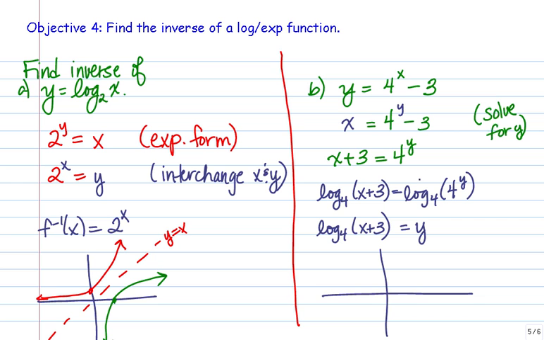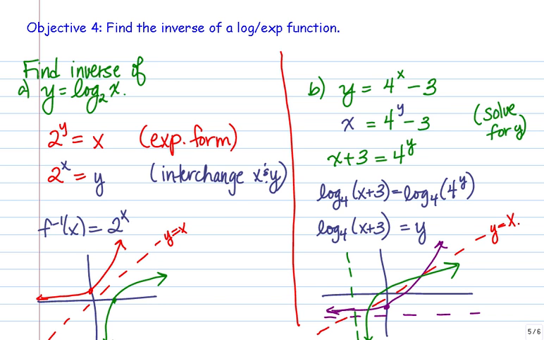4 to the x minus 3 would have a horizontal asymptote at -3. And that point 0, 1 is going to go down 3 units. Now log base 4 of x plus 3 is going to shift left 3 units. And our key point of 1, 0 is going to go left 3 units. And then you could look at the fact that they are symmetric about the line y is equal to x.